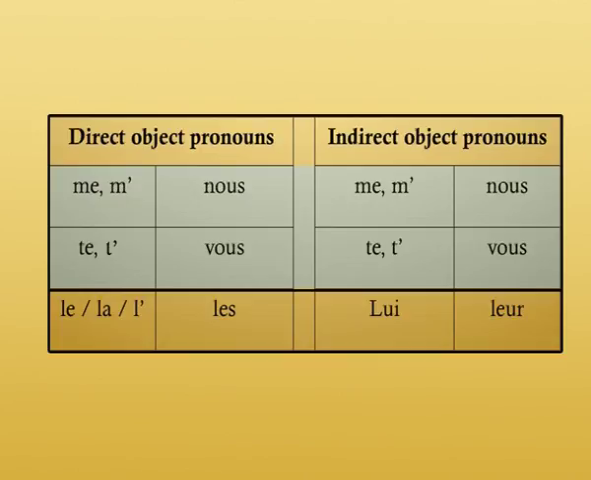So all you need to remember is that le, la, l' are direct object pronouns, while lui and leur are indirect object pronouns. Let's now learn how to make a sentence using two object pronouns.